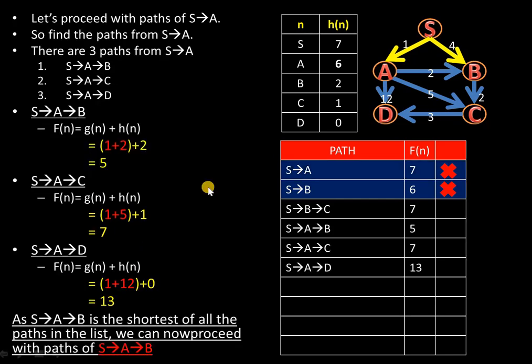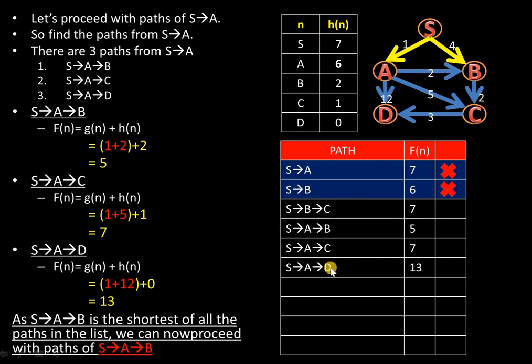Picking S to A means what? I am removing this entry from this table or list and I am entering the subpaths of S to A into this list. Okay, so what happens is I have removed S to A from the list and I have entered the subpaths of S to A. That means S to A to B, S to A to C, S to A to D into the list. So see, S to A to B, S to A to C and S to A to D I have entered into the list.